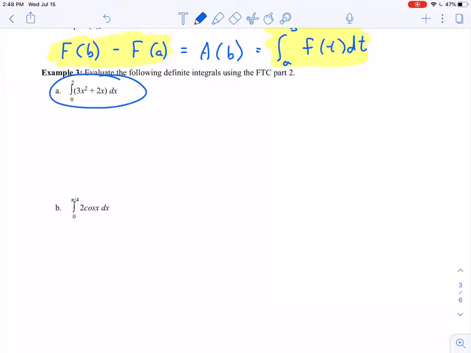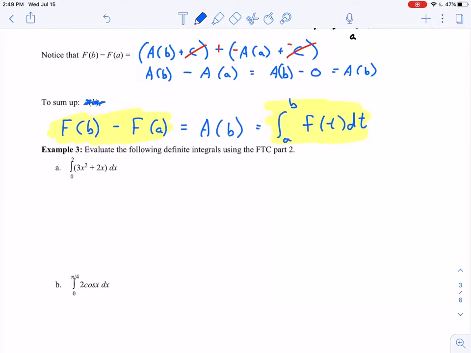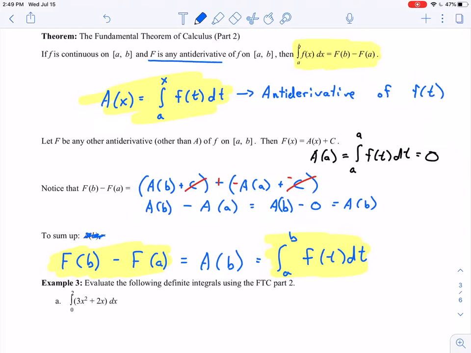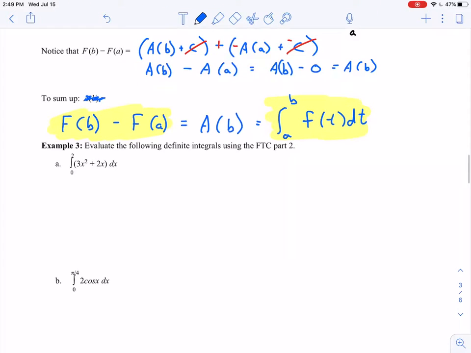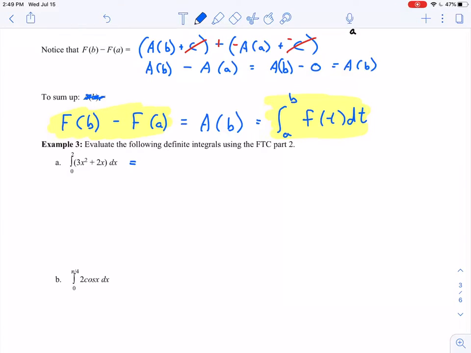So here I have this definite integral from 0 to 2, 3x squared plus 2x dx. All right, so let's see. First I need to find capital F of x. What was capital F? Capital F is any antiderivative. Well, I can just use my power rule then. So let's see if we can find our antiderivative. Antiderivative of 3x squared, that's going to be x cubed, plus antiderivative of 2x, that's going to be x squared.